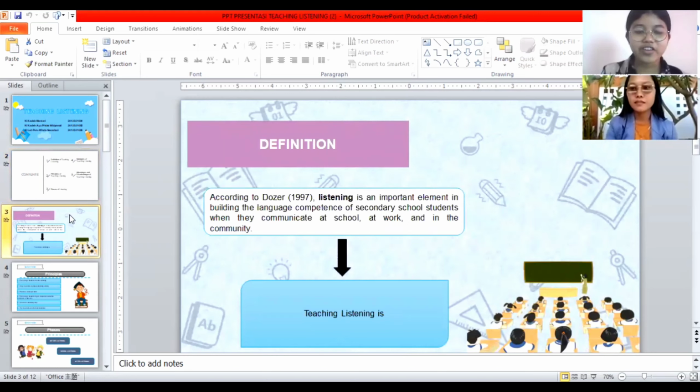As you can see in the slide, the first one, I would like to explain to you about the definition of listening. According to Dosser, 1997, listening is an important element in building the language competence of secondary school students when they communicate at school, at work, and in the community. From this definition, we know that listening is a very important ability or skill that we must have in communicating with other people or achieving the target language that we want.